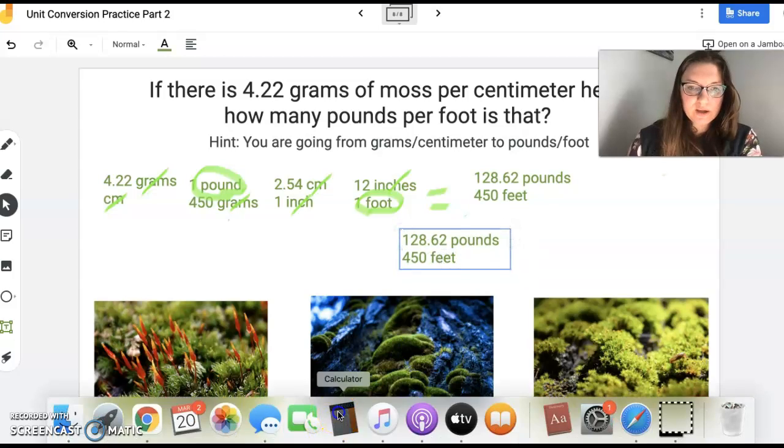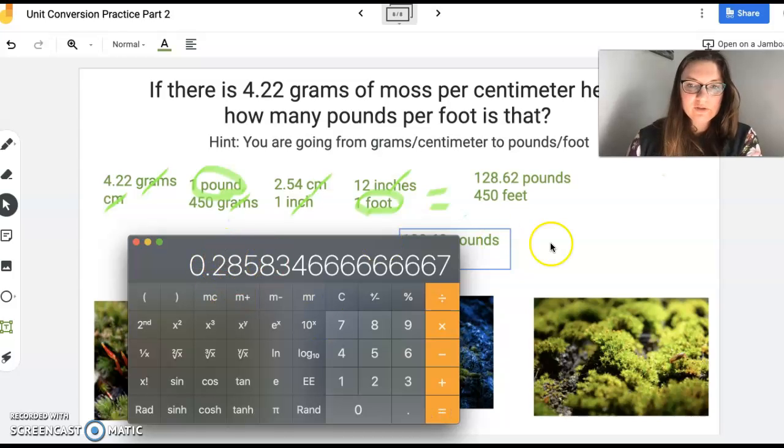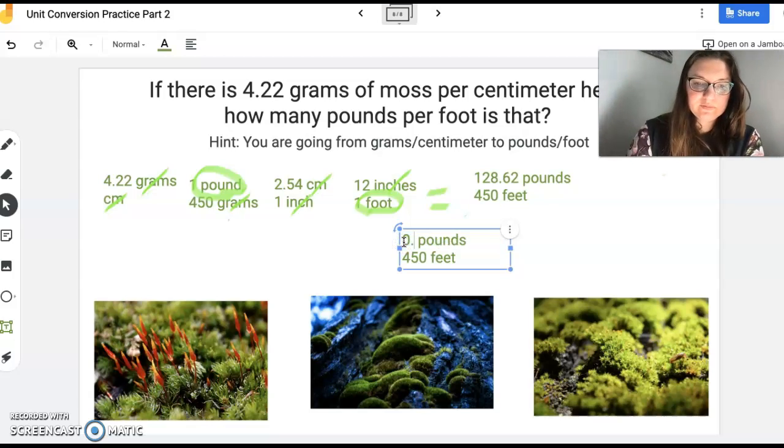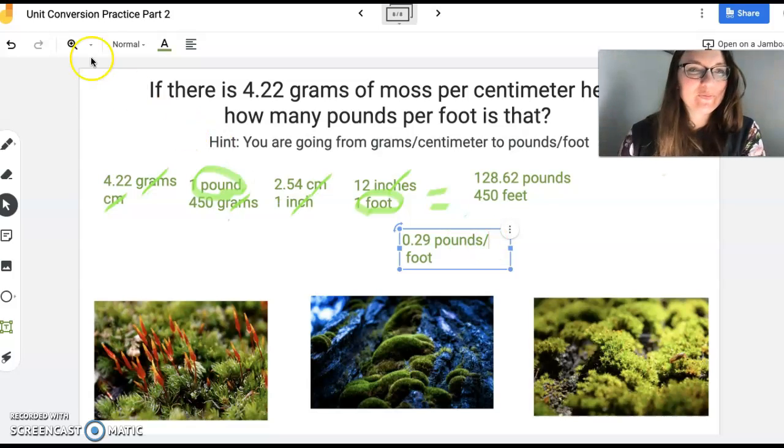So let's do that math real quick. Divided by 450, yep, 0.285, so 0.29 pounds per foot. Okay. So that's that. Nice work.